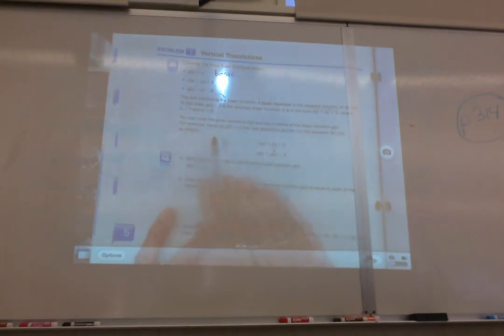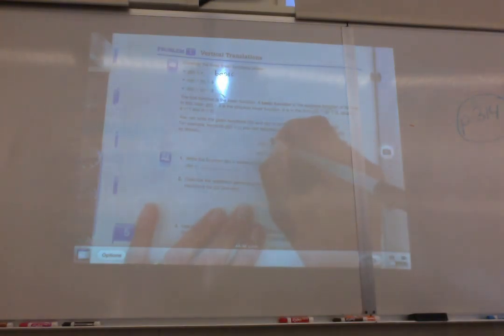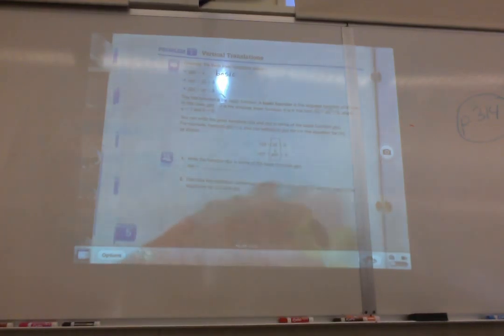For example, if g of x equals x, you can substitute g of x for x in the equation below. So c of x is x plus 3. Those two are the same, so they substitute function notation where the x was because g of x equals x. Okay? Write the function d of x in terms of the basic function.